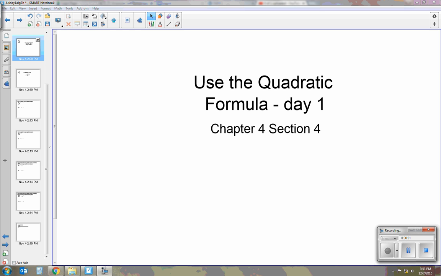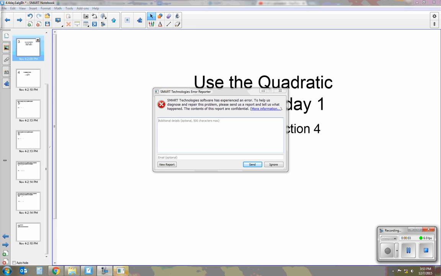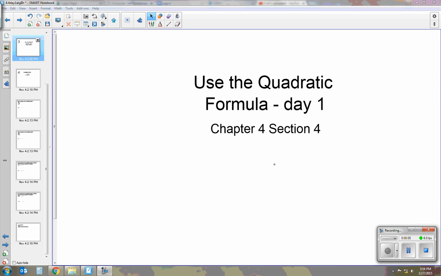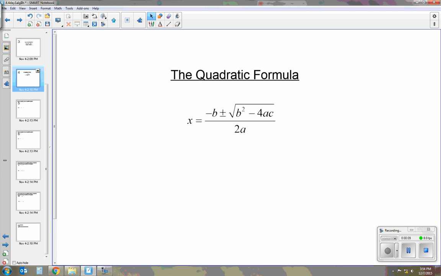Today I'm going to be talking about using the quadratic formula, and this is day 1. So the first thing is the quadratic formula. We have x equals negative b plus or minus the square root of b squared minus 4ac all over 2a. And in class, I derived this formula using the standard form of a quadratic equation and completing the square.